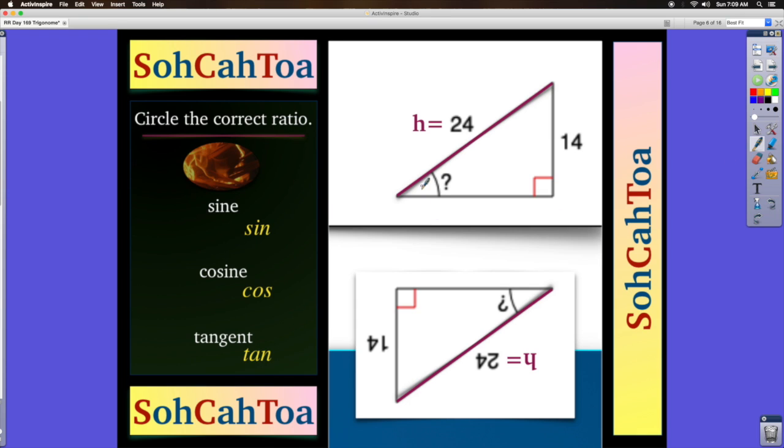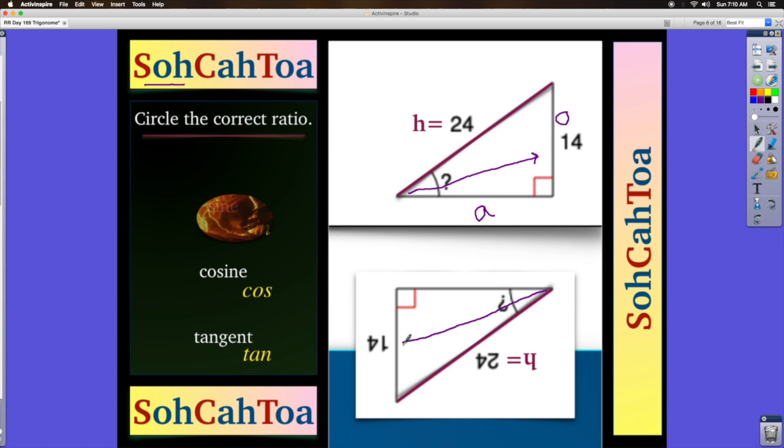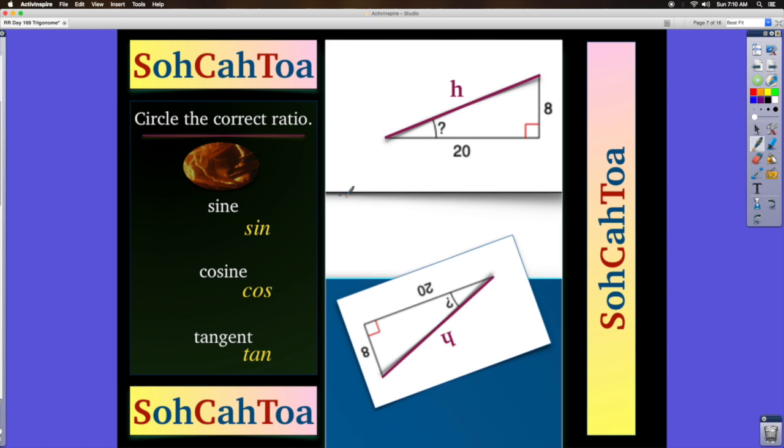Here we have the opposite is the 14. There's no adjacent given, so we've got opposite and hypotenuse again. We'll be using sine. So you'll circle that on the presentation you have. Same thing here on the bottom. The perspective of the triangle is a little bit different, but opposite of the angle is still the 14, and the adjacent is not given. A couple more. Let's see what we have here.